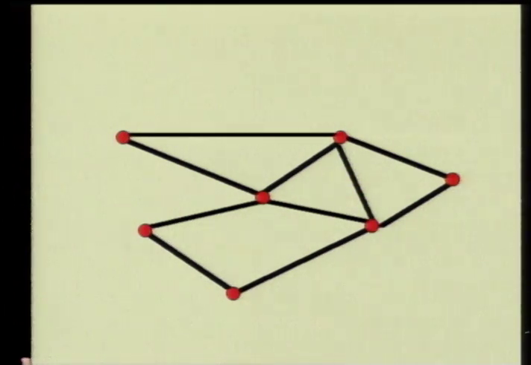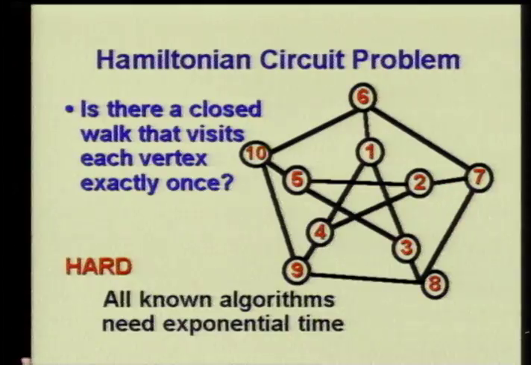A very similar sounding problem is the Hamiltonian circuit problem. Here we're asking for a closed walk that starts at a vertex of a graph and visits all of the vertices of the graph, visiting each one exactly once.